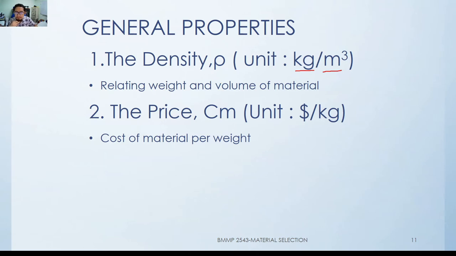Next is price, and for the price, the unit is how much, according to the currency of the region or the country, over its weight. The cost of material doesn't include the cost of processing, treatment, painting, or secondary processing. It's only the cost of material, which is inclusive of the cost of extraction to get a unit or a kilogram of the materials.